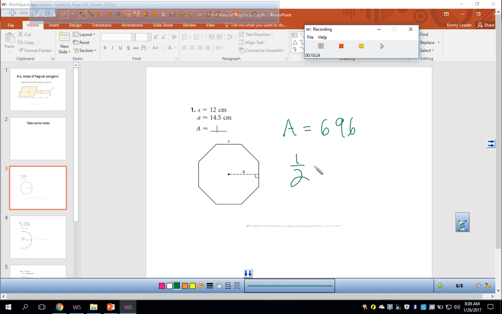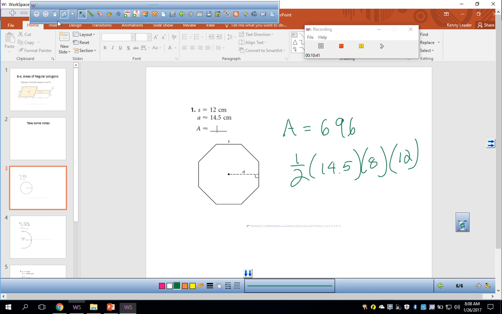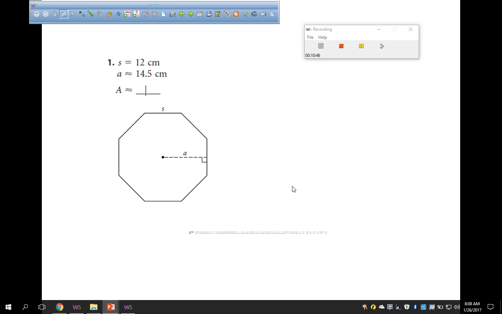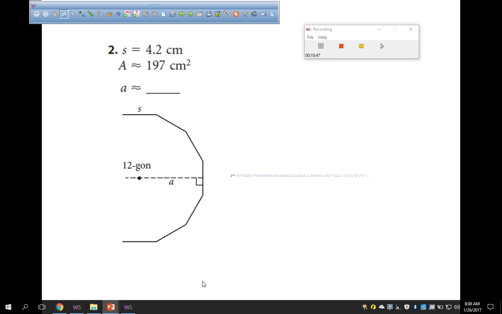1/2 A, which is 14.5, times N, which is 8, times S, which is 12. Okay? Let's try the next one. Try the next one. Maybe it'll work now. Okay? Ready, set, go. Try that one. Now you're going to go backwards and find the apothem. Give that one a shot.